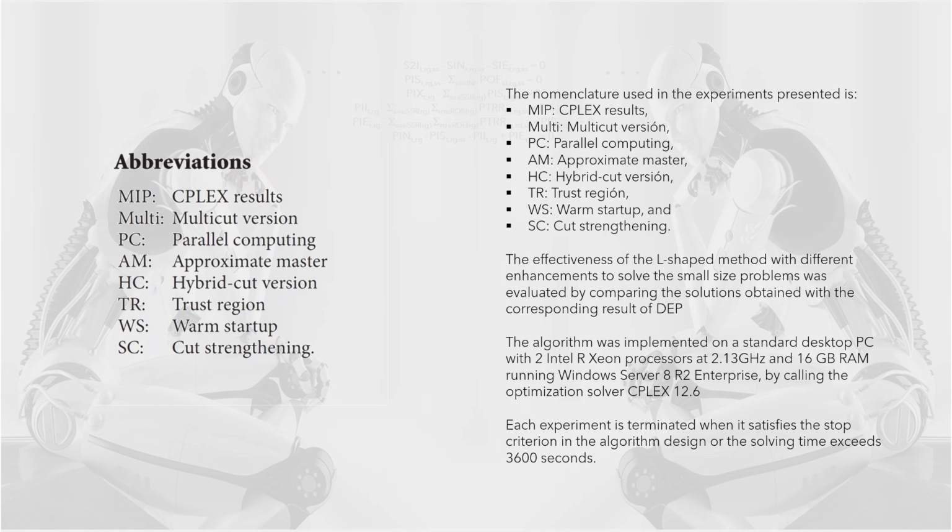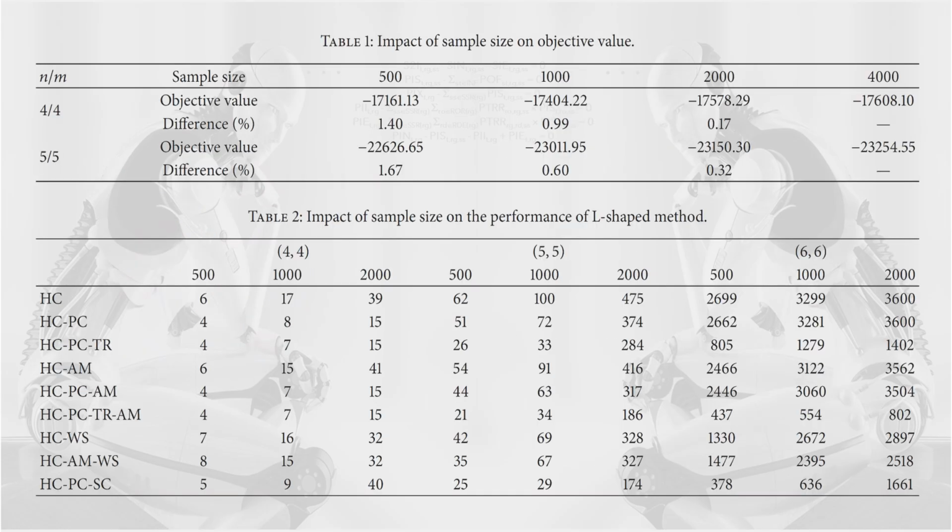The algorithm was implemented on a standard desktop PC with two Intel Xeon processors at 2.13 GHz and 16 GB RAM running Windows Server 2008 R2 Enterprise. By calling the optimization solver CPLEX 12.6, each experiment is terminated when it satisfies the stop criterion, or the solving time exceeds 3,600 seconds. Table 1 shows the impact of sample size on objective value and differences.